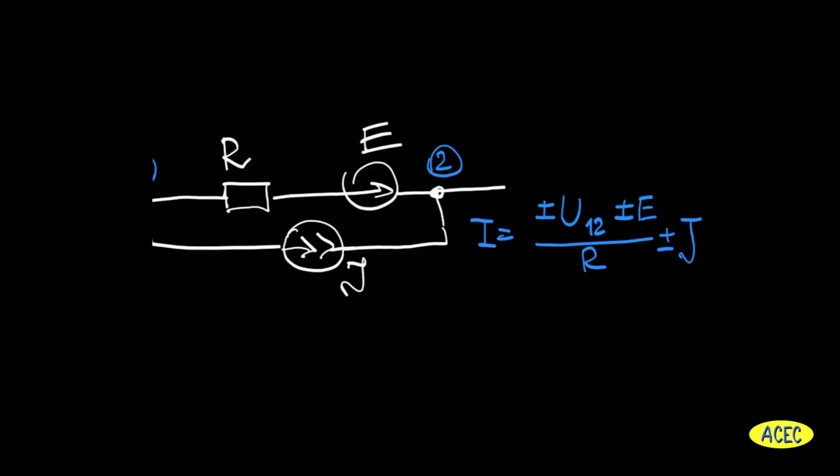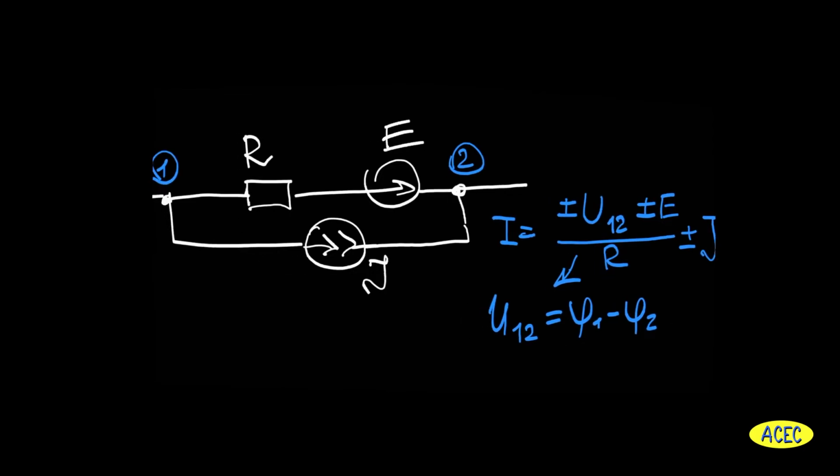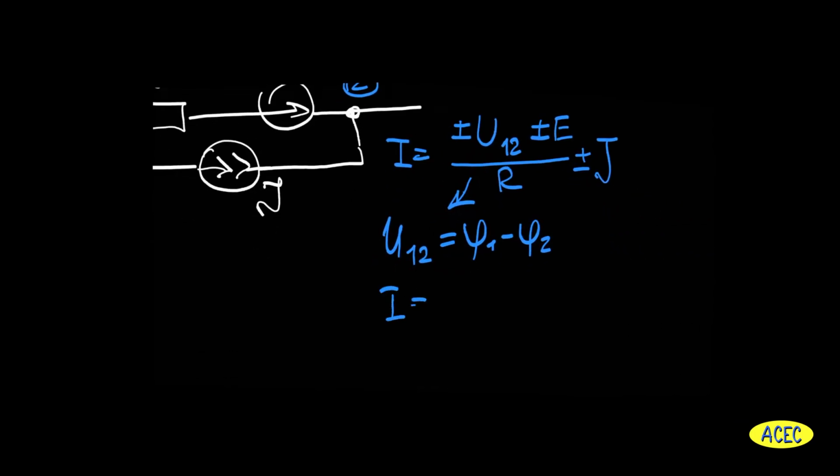Voltage between 2 points 1 and 2 can be found as the difference between the potential in node number 1 minus potential in node number 2. So in the current example, taking into consideration the direction of all voltage sources, the voltage between 2 points and the resistance, we will have the following answer for the current I.